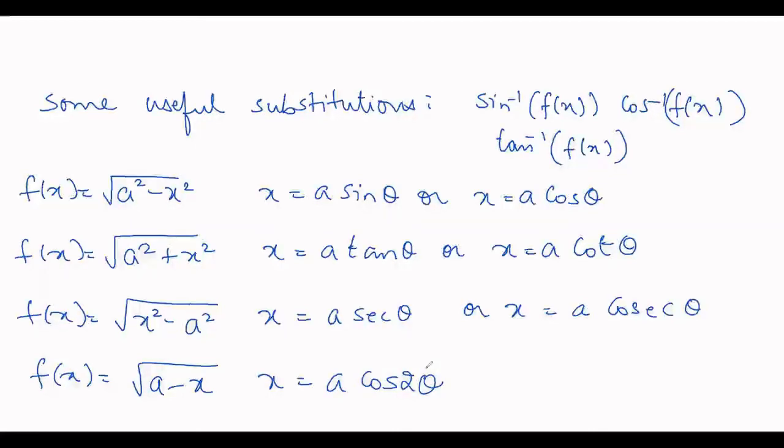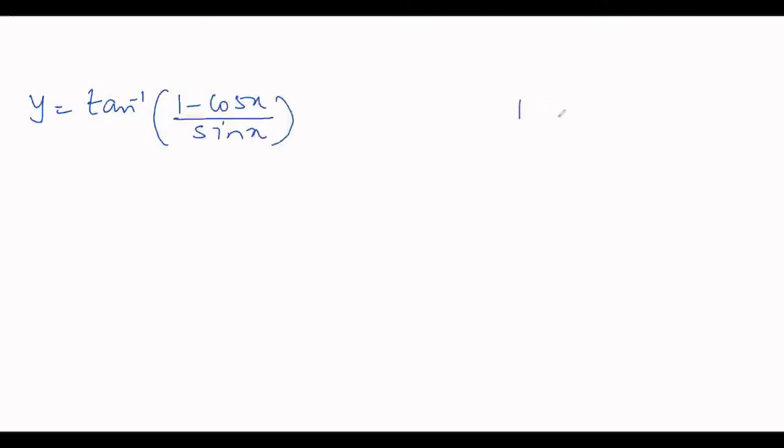So with that, next we will move on to questions where we're going to apply some of the trigonometric identities that we just noted. First question, y is equal to tan inverse of (1 minus cos x) by sin x. So let me simplify what is inside the brackets here. 1 minus cos x divided by sin x.